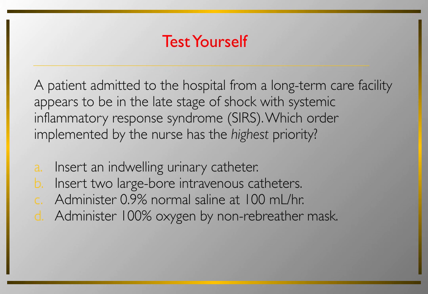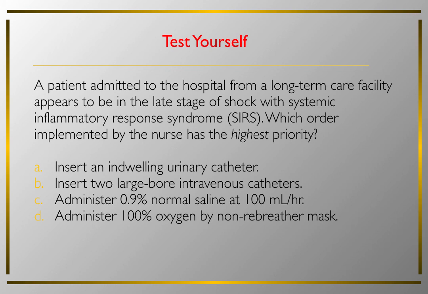So a patient admitted to the hospital from a long-term care facility appears to be in the late stage of shock with SIRS. Which order implemented by the nurse has the highest priority? A, insert an indwelling urinary catheter. B, insert 2 large bore intravenous catheters. C, administer 0.9% normal saline at 100 mL an hour. Or D, administer 100% oxygen by non-rebreather mask.